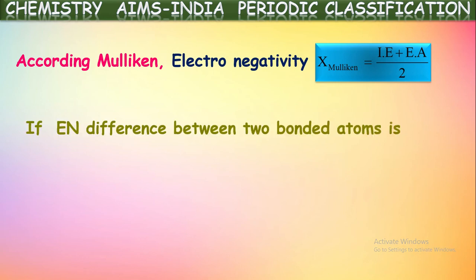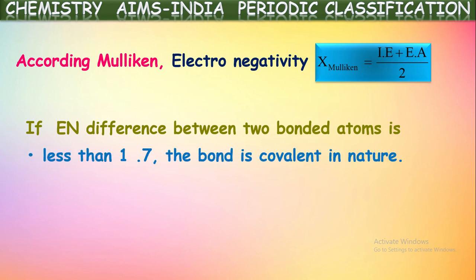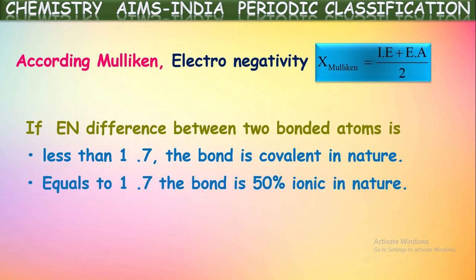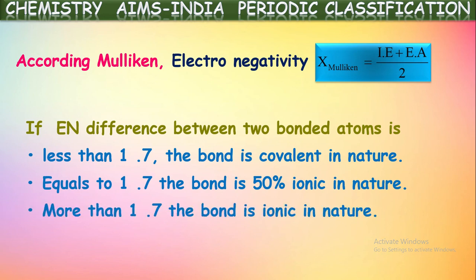If the electronegativity difference between two bonded atoms is less than 1.7, then the bond is said to be covalent in nature. If it is equal to 1.7, then the bond is said to be 50% ionic and 50% covalent. If the electronegativity difference between the two atoms in the bonded molecule is greater than 1.7, then the bond is said to be ionic in nature.